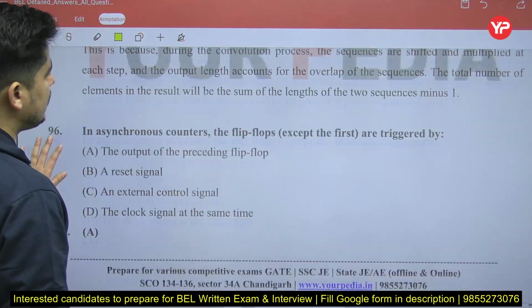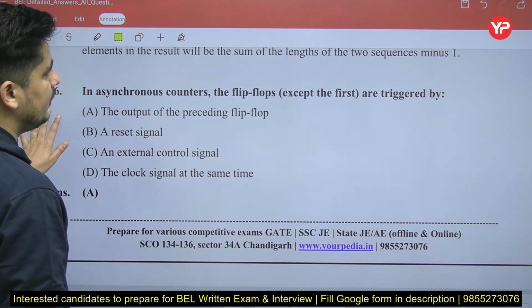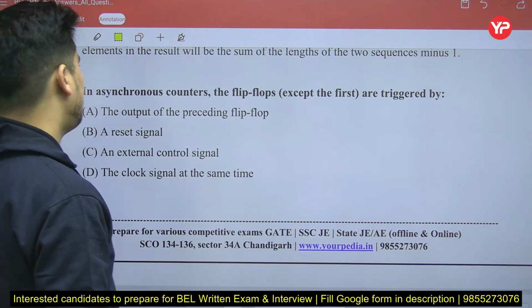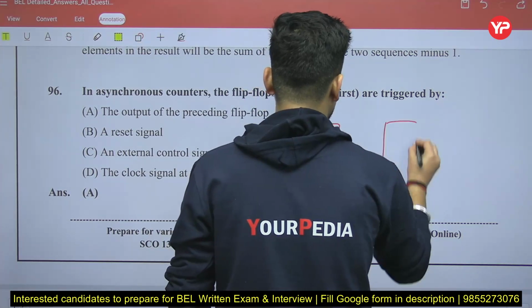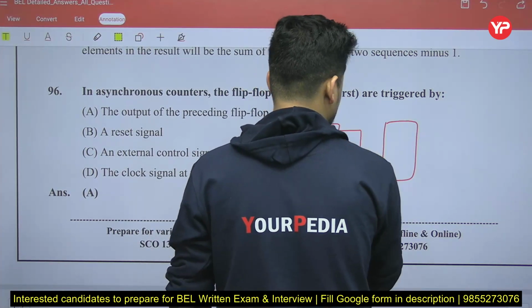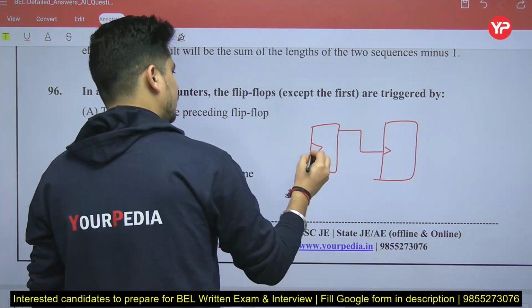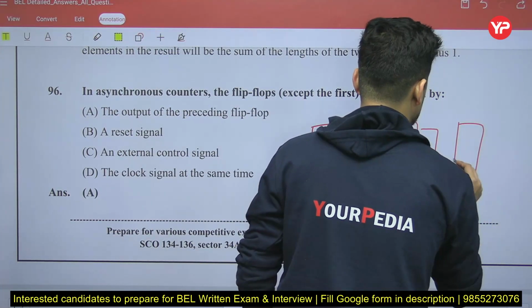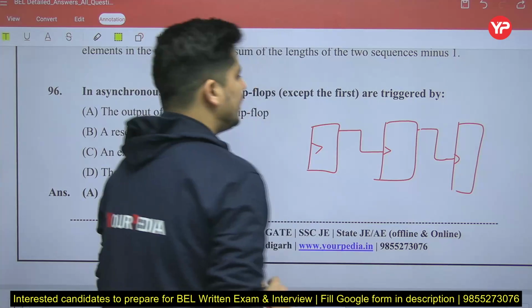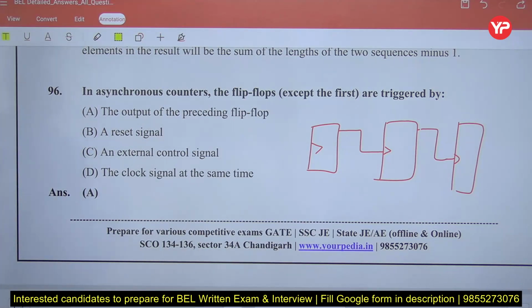Okay, asynchronous counter: the flip-flops except the first are triggered by what? See, whenever you have an asynchronous counter, what is the main thing? That is a ripple counter. The output of the first flip-flop will work like a clock for the second flip-flop. So that is the main thing about the asynchronous counter.